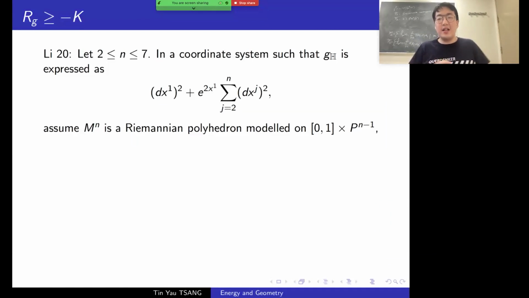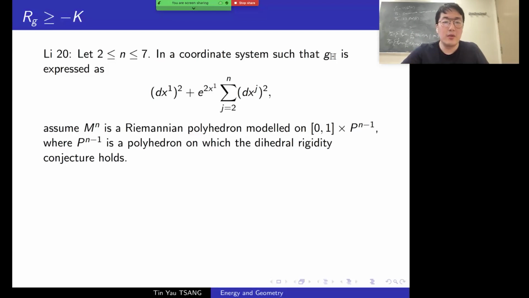Okay. Then let's see another generalization of Gromov's conjecture. So again, by Gromov, say the comparison model is a negative scalar curvature space. In particular, by scaling, we can assume it is comparing to the hyperbolic space. So in a coordinate system, where g_H stands for the hyperbolic metric, expressed in the following form, and assume M this time is a polyhedron model on the dx1 coordinate, and then P times S^1 on the remaining coordinate, where P itself is a polyhedron where the dihedral rigidity conjecture holds.